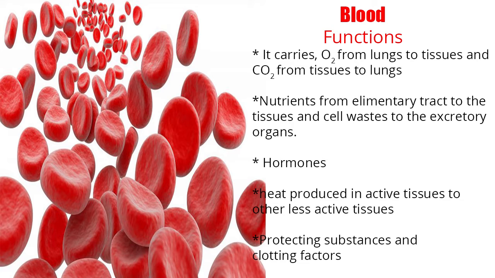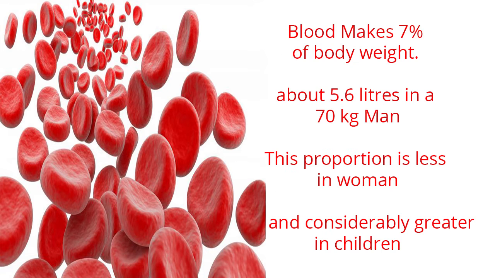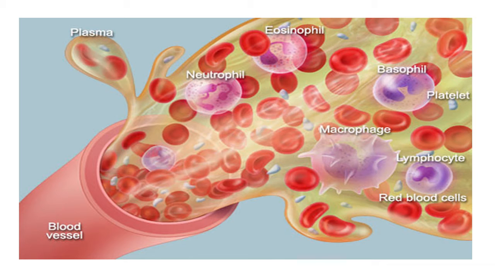Protective substances, that is antibodies, to areas of infection, and clotting factors that coagulate blood, minimizing its loss from the ruptured blood vessels. Blood makes up about 7% of body weight, about 5.6 liters in a 70 kg man. This proportion is less in women and considerably greater in children, gradually decreasing until the adult level is reached. Blood in the blood vessels is always in motion. The continual flow maintains a fairly constant environment for the body cells.